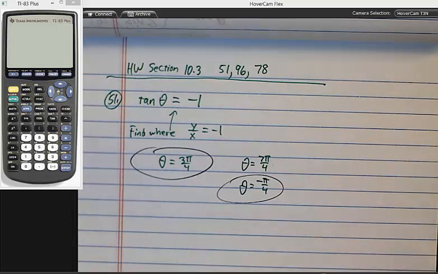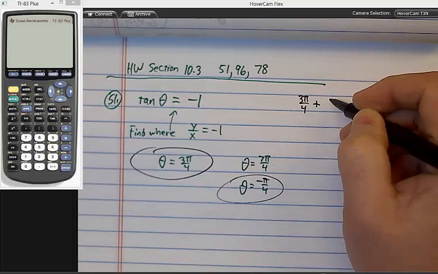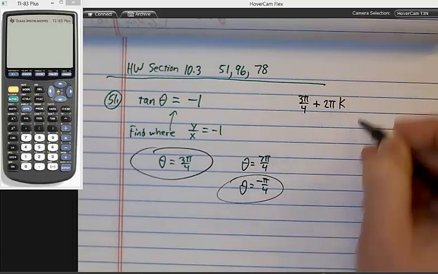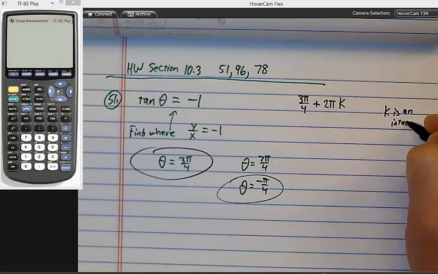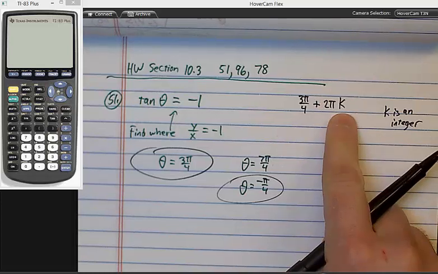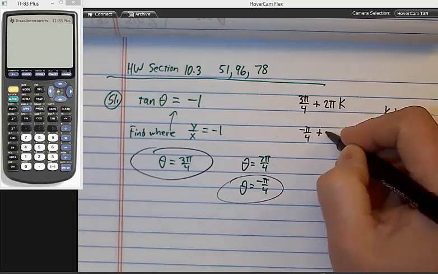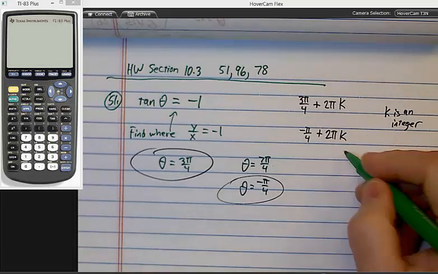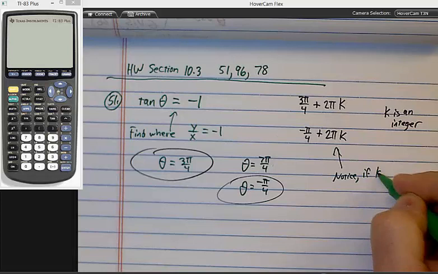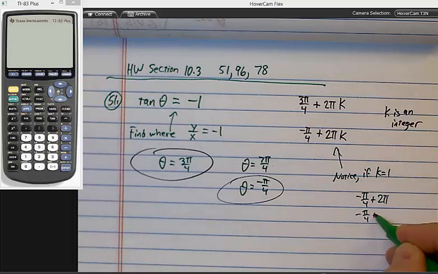Then I'll say my answers are 3 pi over 4 plus 2 pi multiplied by any integer you want, where k is an integer. So if k is 0, then I just have 3 pi over 4. But if k is 1, that's like an extra rotation. Another answer would be -pi over 4 plus 2 pi k. For example, if k equals 1, you get -pi over 4 plus 2 pi, and that's -pi over 4 plus 8 pi over 4. That's 7 pi over 4. So you're going to get the other version of that angle.